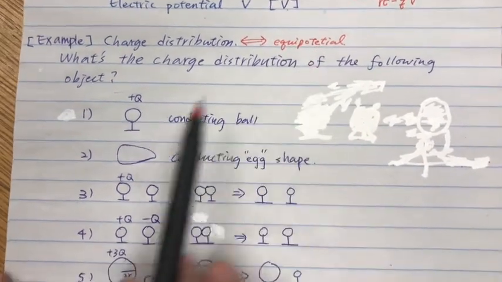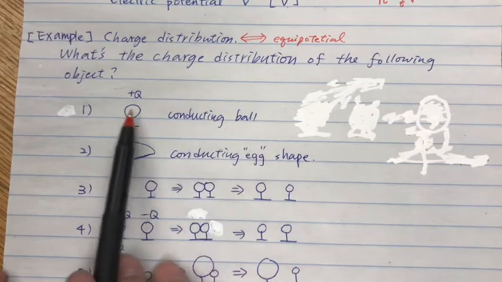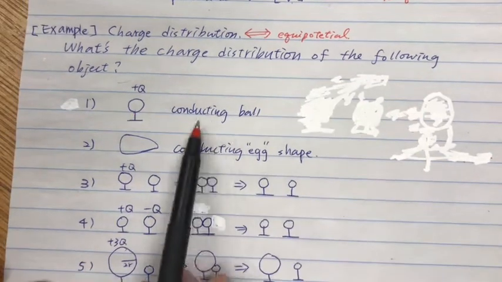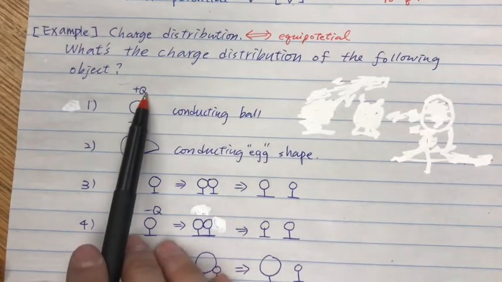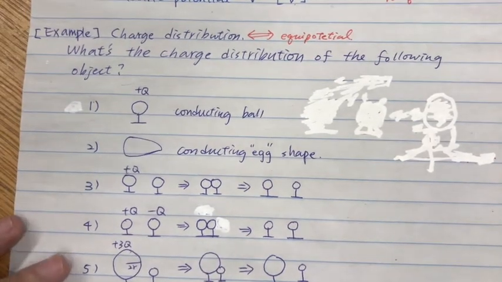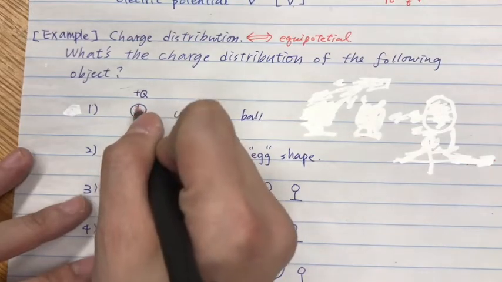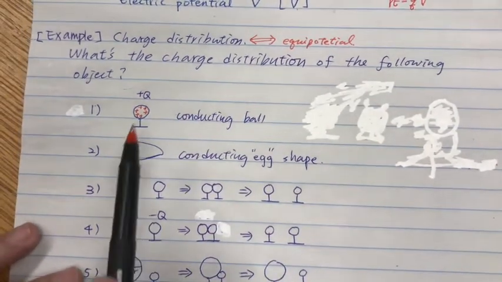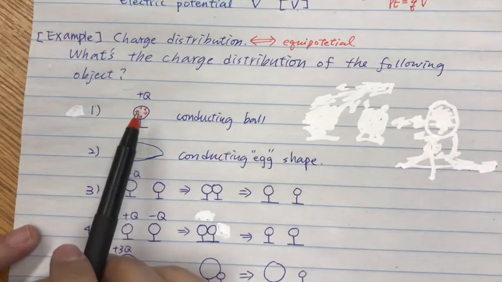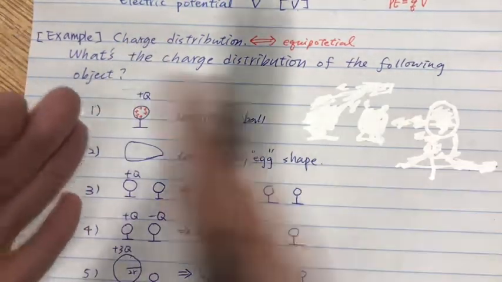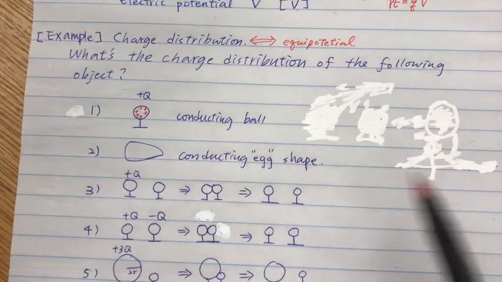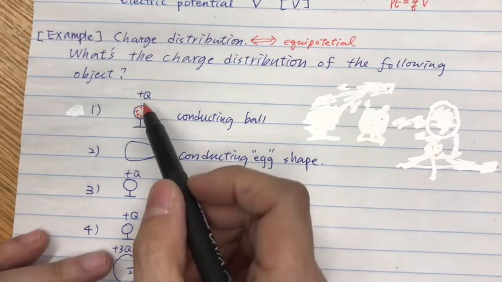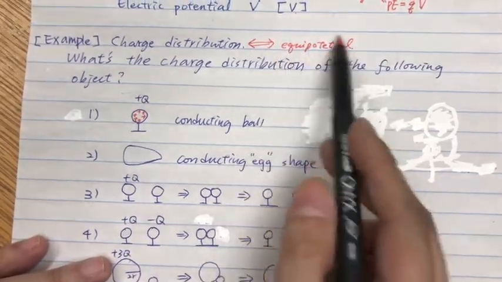So when I say that, I mean, for example, if you look at this case, if I now have a conducting ball which carries a positive charge Q, then most likely the charge distribution should be evenly distributed. And the reason why it wants to be evenly distributed instead of all on one side is because of the equal potential.